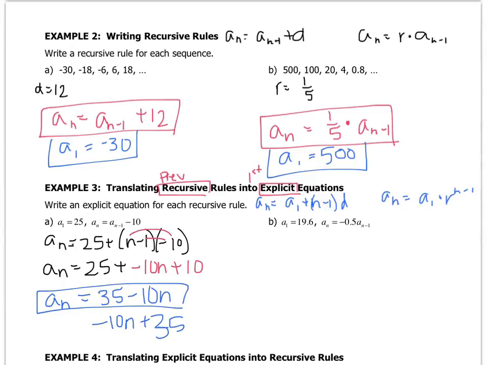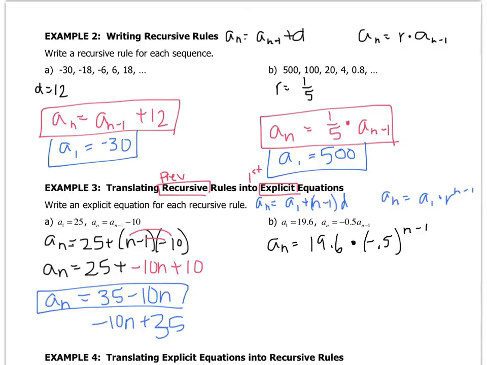Let's do letter B. We're going to plug it into a formula. This one is being multiplied, so I'm going to use the geometric formula. So a sub n equals, well, A1 is 19.6. The common ratio is negative 0.5. A lot of decimal points in this question. And n minus 1 goes right there.